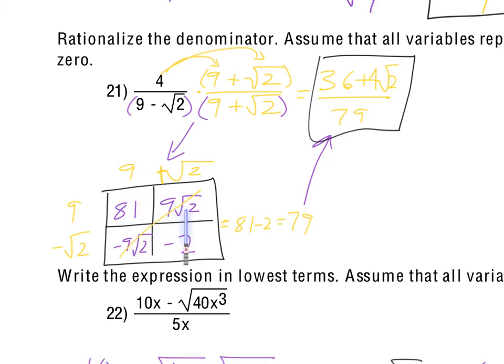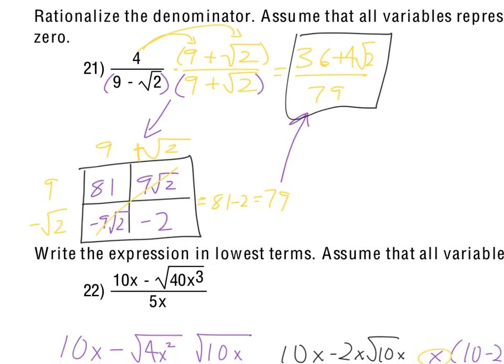So we get 81, 9 square roots of 2, negative 9 square roots of 2, so those cancel, and then a minus 2. 81 minus 2 is 79, and so that's our denominator. There is a common factor in the numerator of a 4 that you could factor out, but there's not a factor of 4 in the denominator, so no sense in going to that trouble.